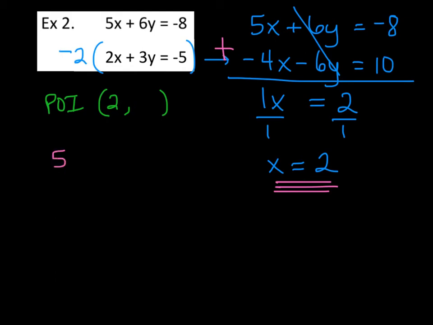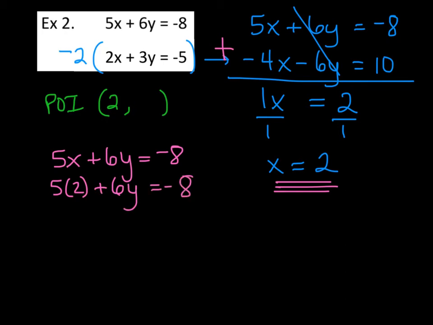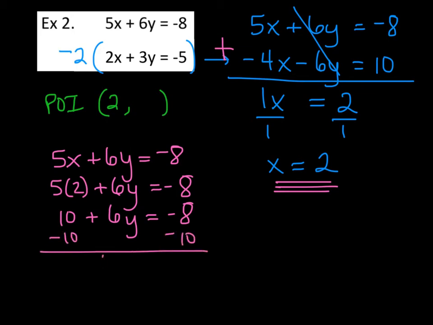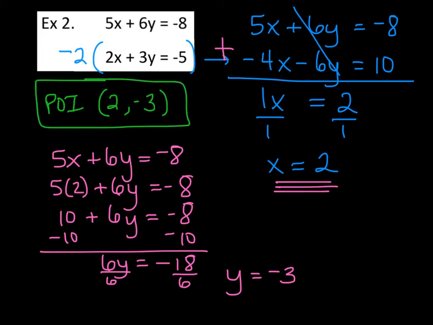So again, I'm just going to take my top equation, 5x plus 6y is equal to negative 8, and replace the x with a 2. So 5 times 2 plus 6y equals negative 8. Multiply that 5 times 2, gives you 10 plus 6y equals negative 8. Solve this quick two-step equation by subtracting 10 to both sides. 6y equals negative 8 minus 10 is negative 18. Divide both sides by 6, and we end up with y is equal to negative 3. So now again, we have our point of intersection here as 2, negative 3.